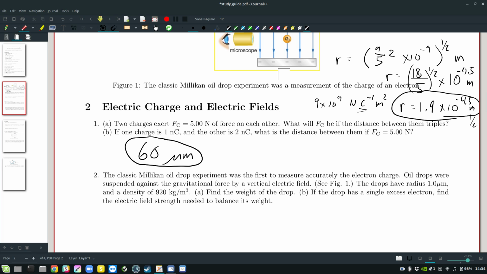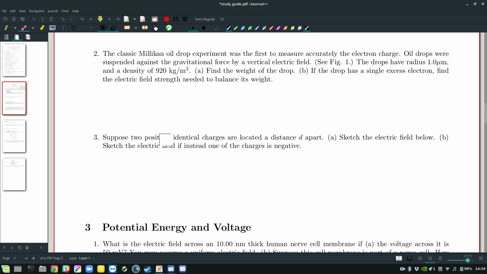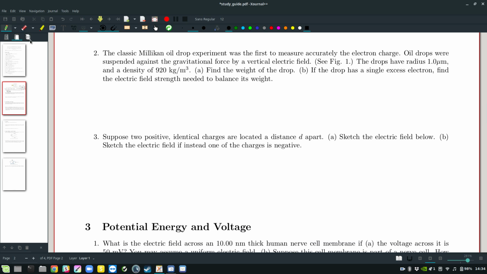So okay, that was more of solving for R, taking the Coulomb force and solving for R. But now let's consider problem 2. The classic Millikan oil drop experiment was the first to measure accurately the electron charge. So oil drops were suspended against the gravitational force by a vertical electric field.